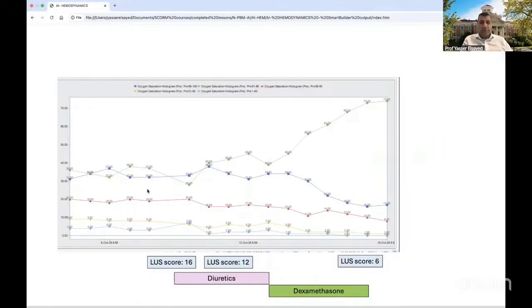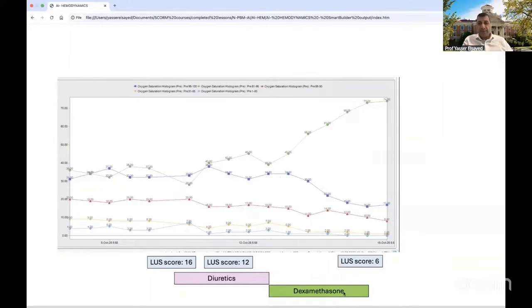And the oxygen histogram improved significantly after appropriate intervention. So we did lung ultrasound, which showed a very high score. We started diuretics because the lung was flooded with fluids, and the infant was very edematous, very puffy. And we did that to prepare the infant for dexamethasone. And just over 3 days, the diuretics partially improved the oxygen histograms.